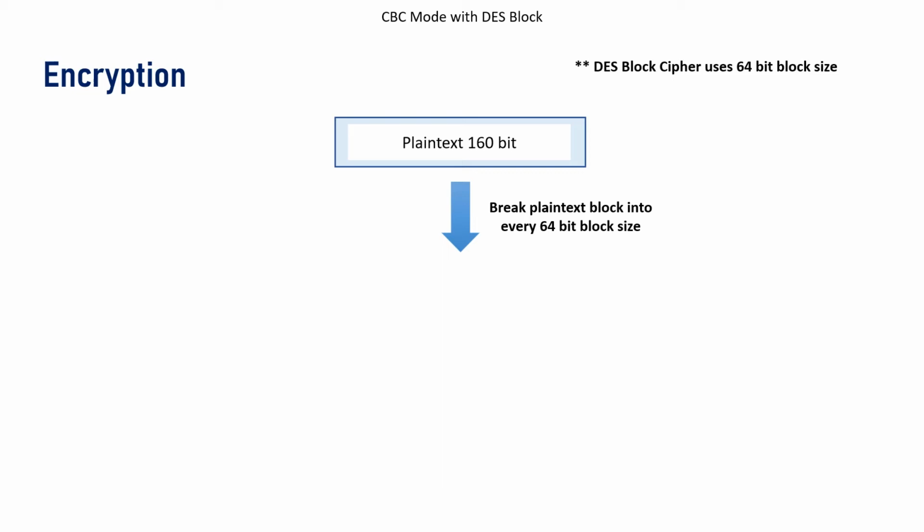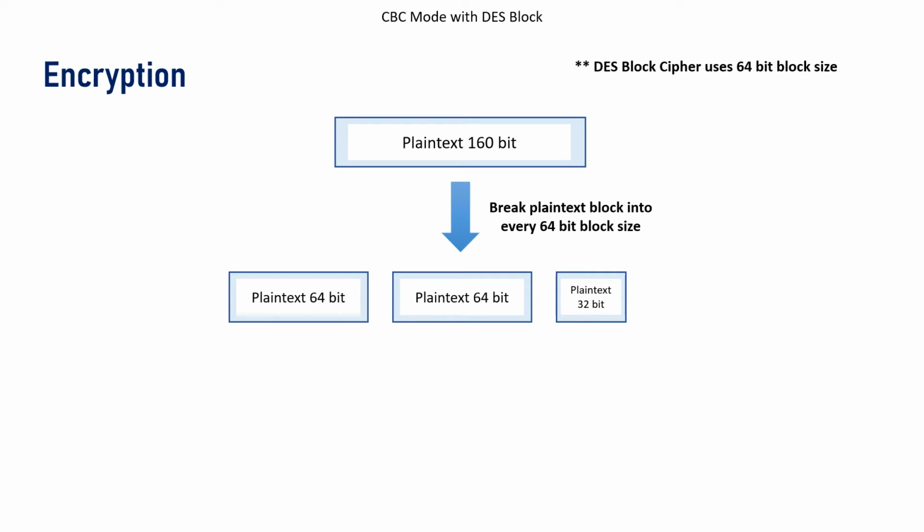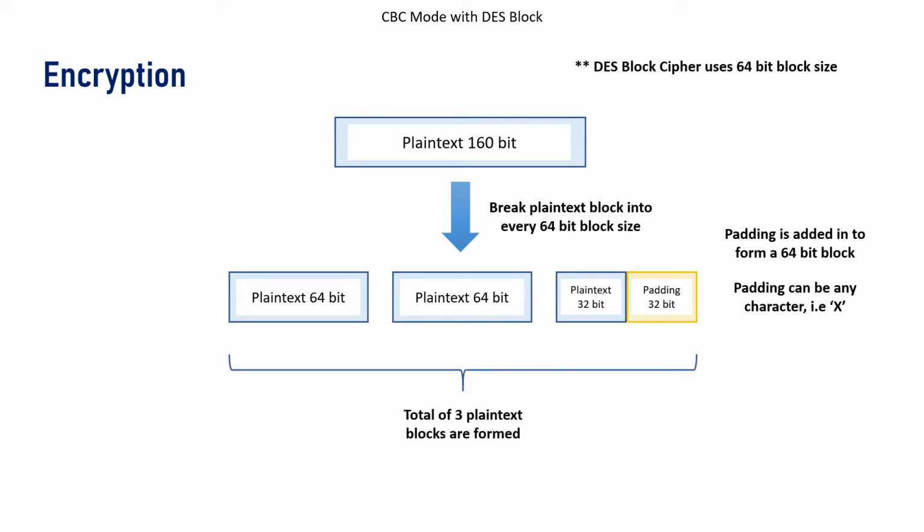In this example, we use a plaintext with 160-bit size. It will be broken into 3 blocks. Each block must have a block size of 64-bit. However, the third block is only 32-bit. Hence, we will add 32-bit of padding into the third block to fulfill the standard block size. A total of 3 plaintext blocks with the block size of 64-bit are formed.